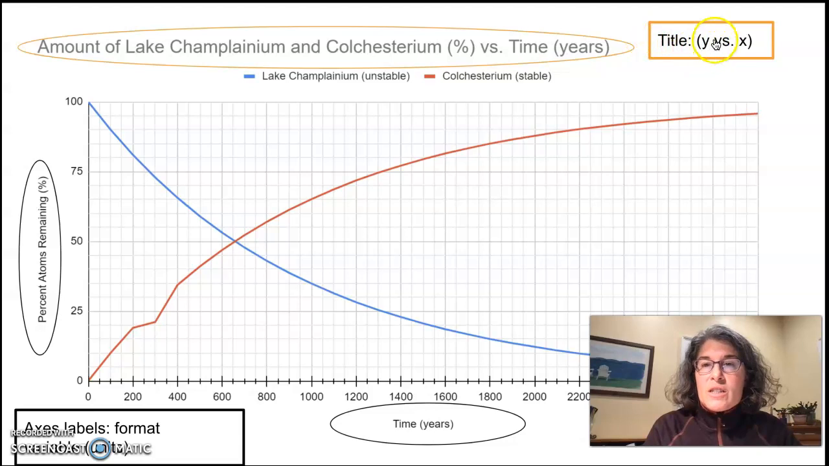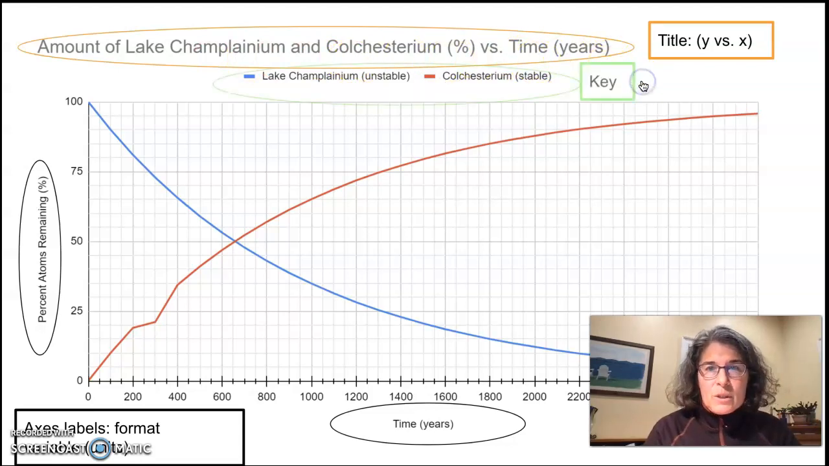And a good strategy is to take your y-axis label and restate it, insert the abbreviation VS for versus, and then take your x-axis label and follow it up. This one is a little bit more descriptive in that it says that it's the amount of Lake Champlain and Colchesterium in percent versus time in years.